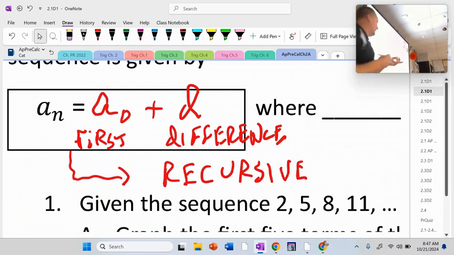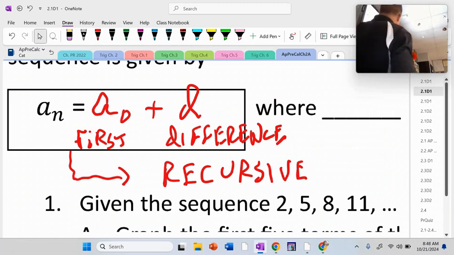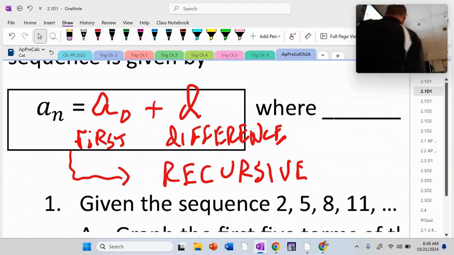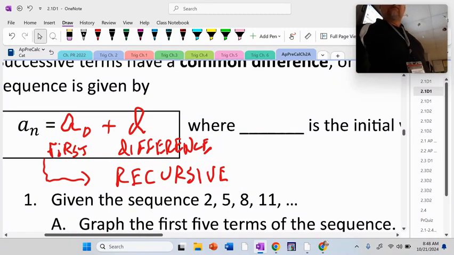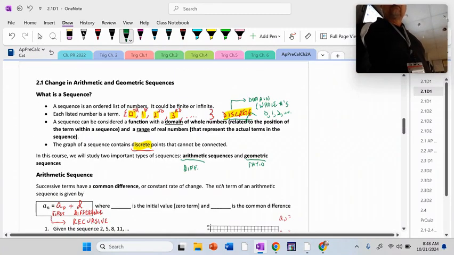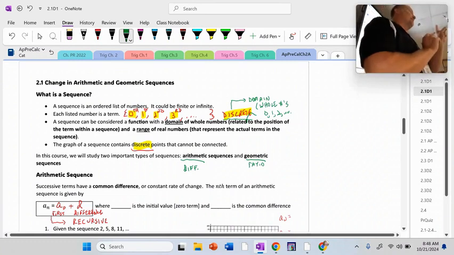Here's how it works in an arithmetic sequence. We have some term and we add some common difference to get to the next term. And that's exactly what you did up there. So what is a sub 0?